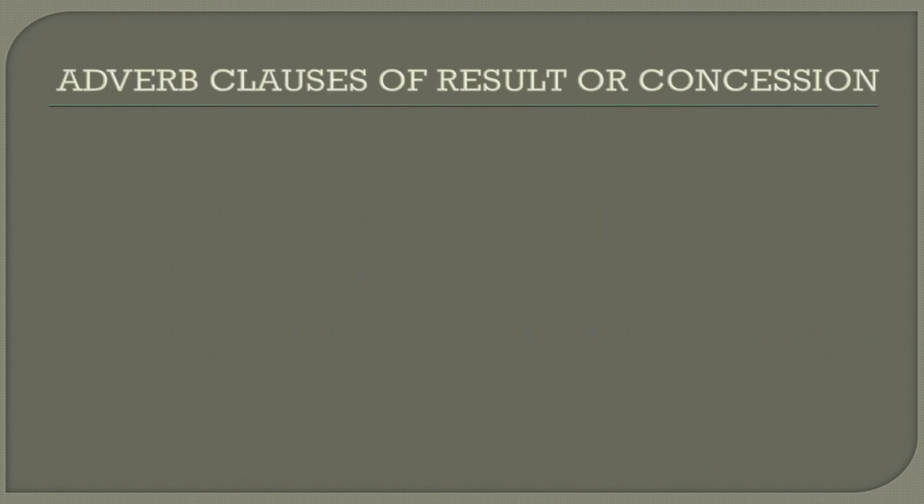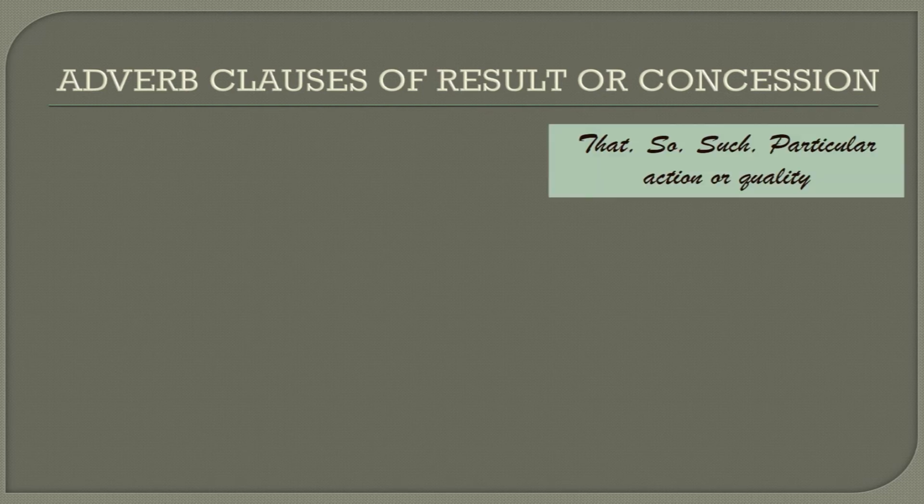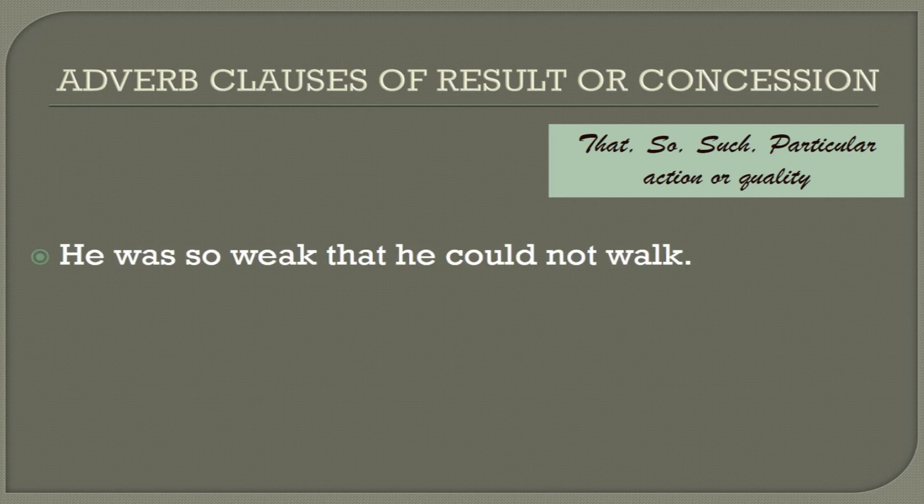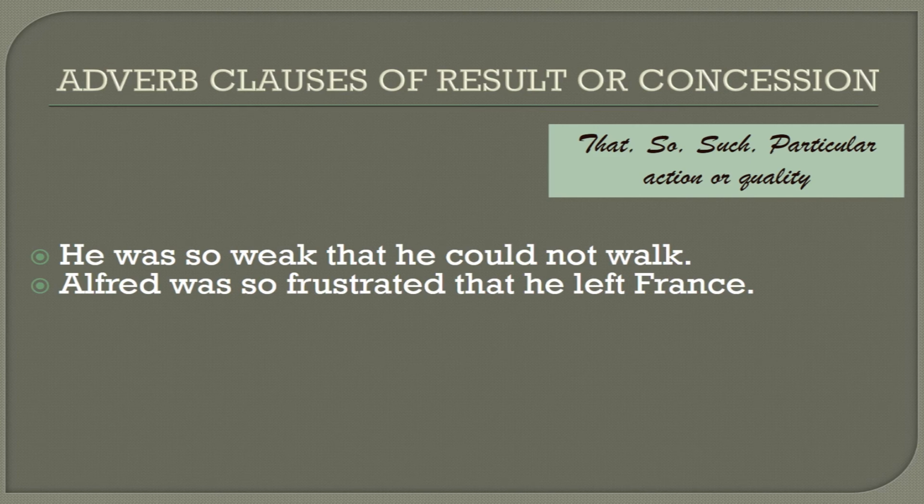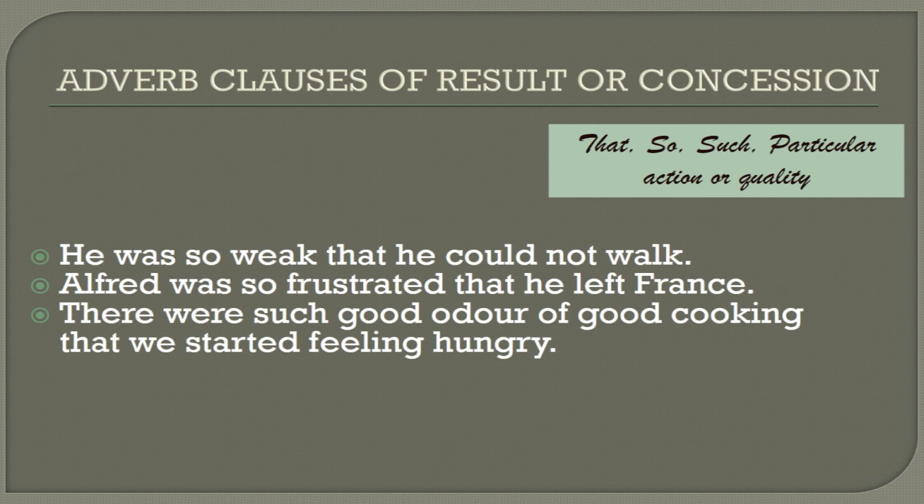Adverb clauses of result. They are introduced by that, so, or such. This was the result of a particular action or a quality. For example, he was so weak that he could not walk. Alfred was so frustrated that he left France. There was such good order of good cooking that we started feeling hungry.